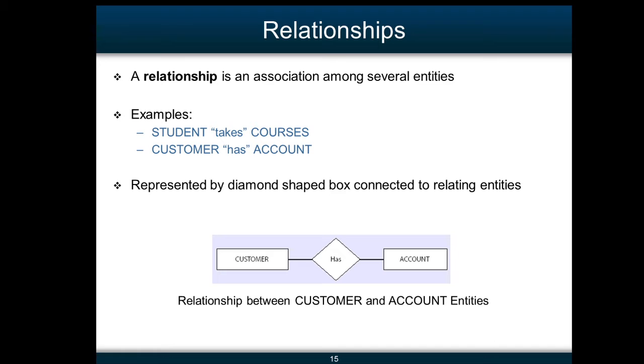This relationship is represented by a diamond-shaped box that connects the two relating entities. This illustration shows the relationship between customer and account entities. The relationship has is enclosed in the diamond-shaped box.